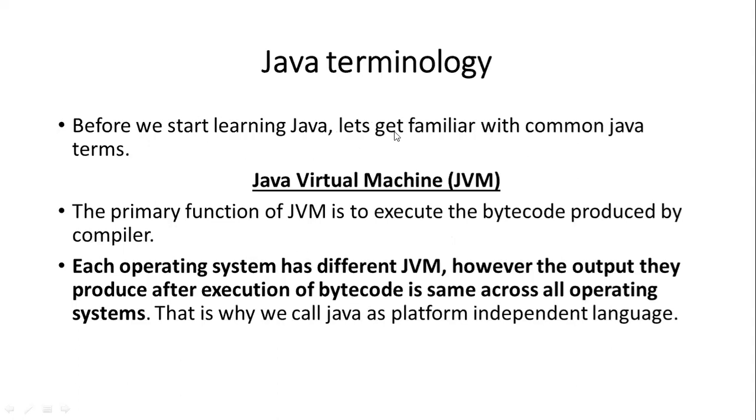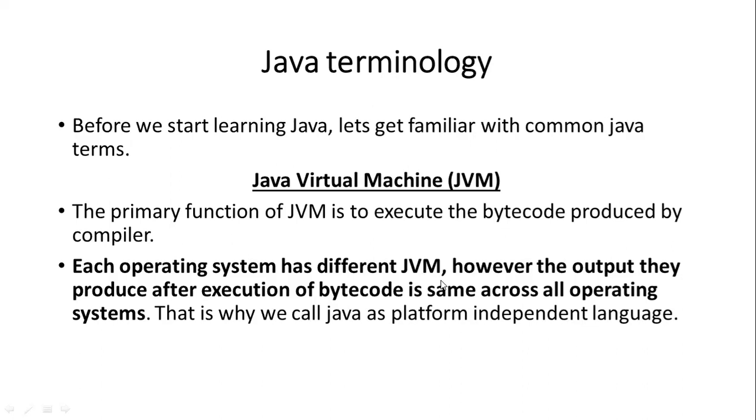Before starting to learn Java, let's get familiar with the common Java terms. Firstly, JVM, Java Virtual Machine. I think we discussed it in our lab lecture, so I repeat it again. Basically, the primary function of the JVM is to execute the bytecode produced by the compiler. When we write our Java program, firstly we compile it, and the Java compiler converts the source program into bytecode, and then the bytecode is executed by the JVM, the Java interpreter.